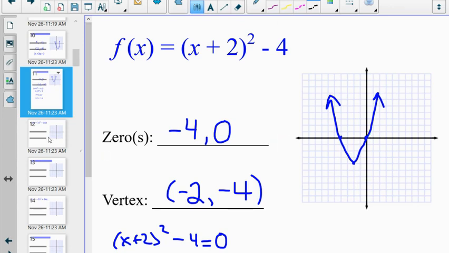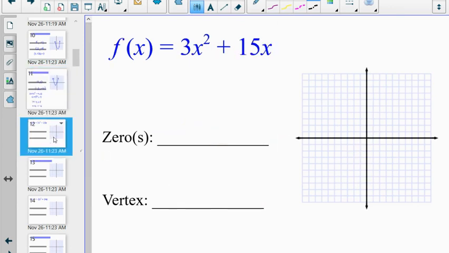All right. Another type of question that you're going to see looks like this. This is not in your transformed form. I can't look at this and figure out, is it moving up, down, left, or right? Now, that plus does mean that the vertex is going to be to the left, but it's not going to be moved up by 15.